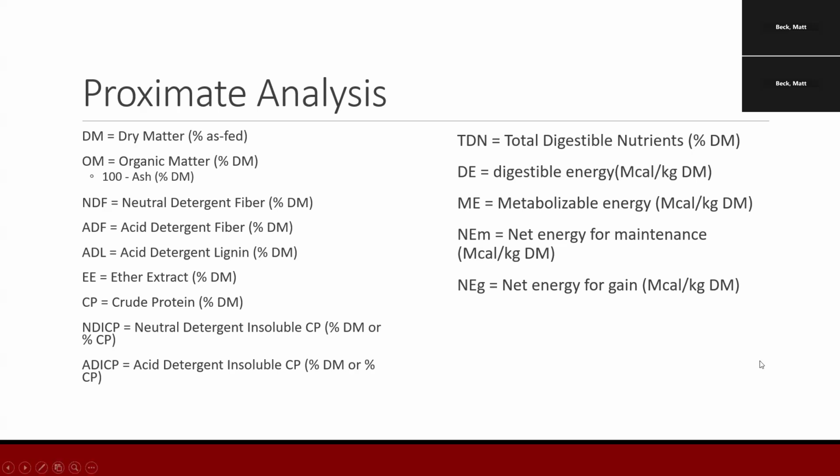Okay, so neutral detergent insoluble crude protein will be the nitrogen content of the NDF residue. Acid detergent insoluble crude protein would be the nitrogen content of the acid detergent fiber residue. Okay. TDN is total digestible nutrients.